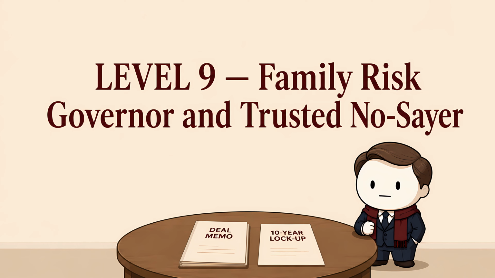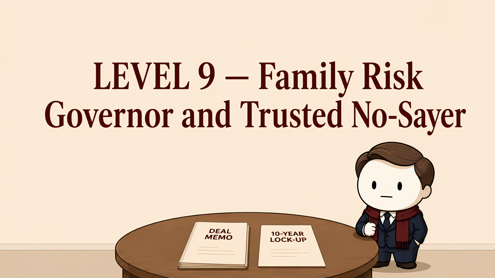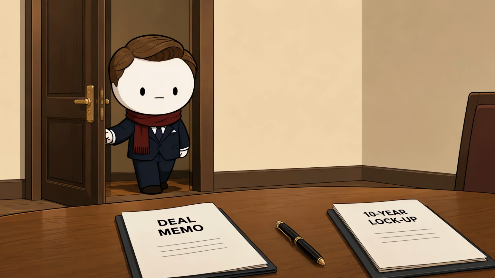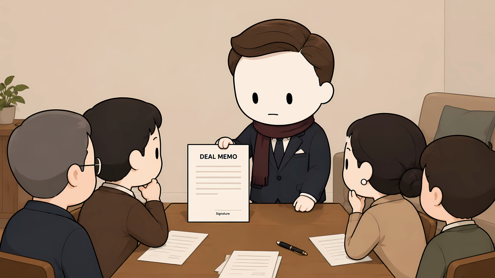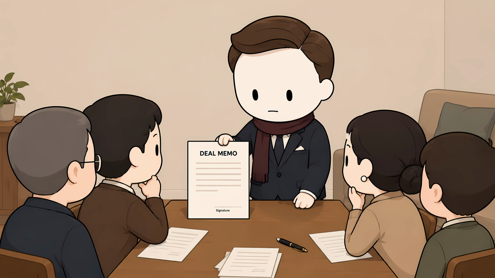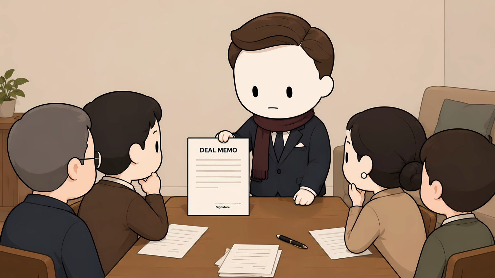Level 9. Family Risk Governor and Trusted No-Sayer. You enter the closed family room without a presentation screen. In the closed family room, you place the unsigned deal memo before the family.